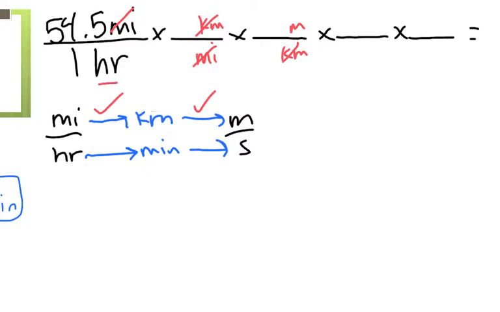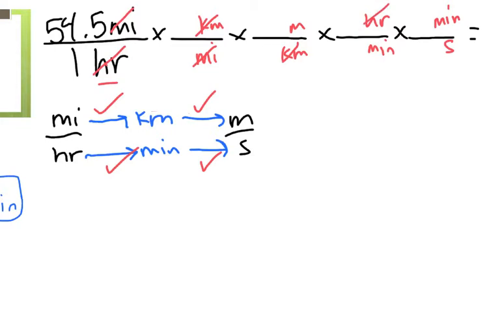Since hours is on the bottom, I have to make sure it's on the top over here so that way it'll cancel out. And I'm going from hours to minutes. This will take care of the third conversion. And then finally, minutes will go on top and seconds will go on the bottom in order for minutes to cancel out. And that'll take care of that fourth conversion.